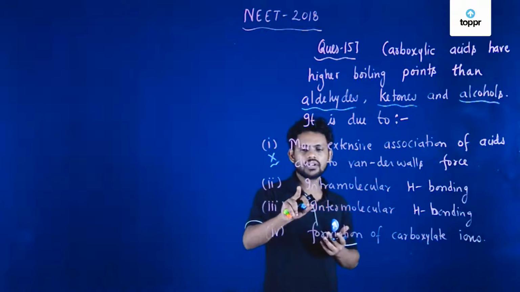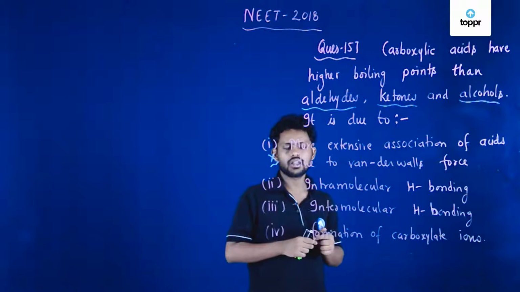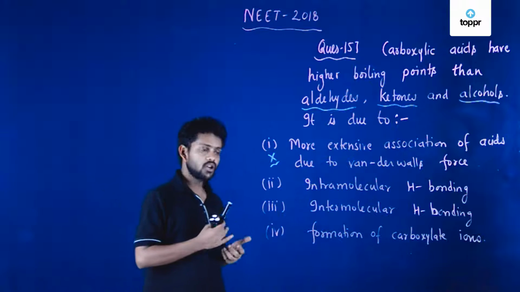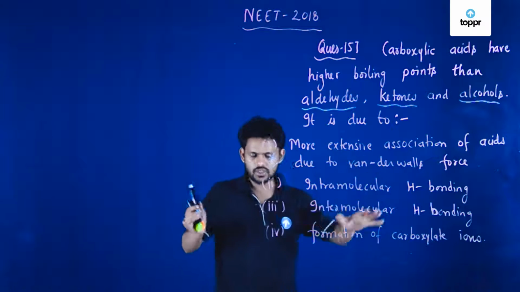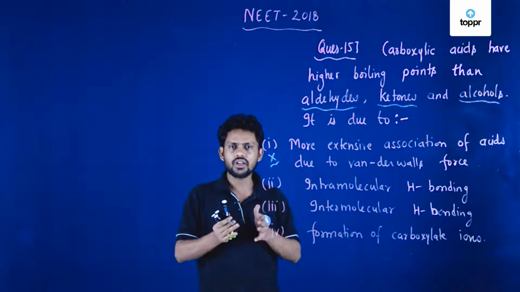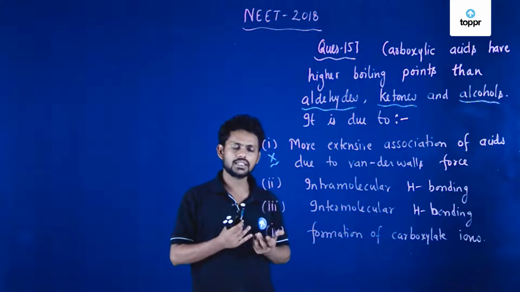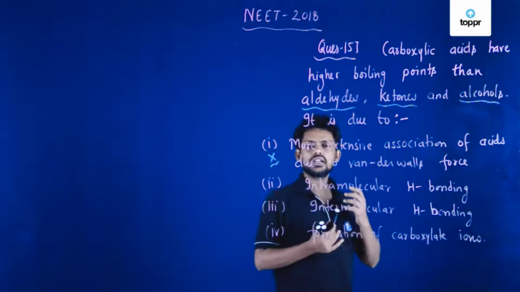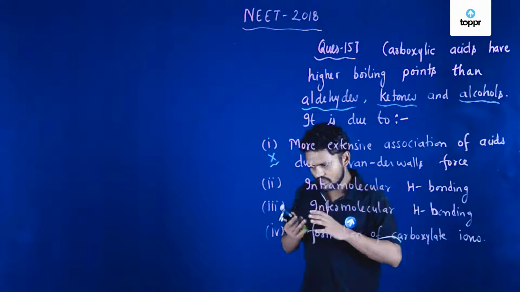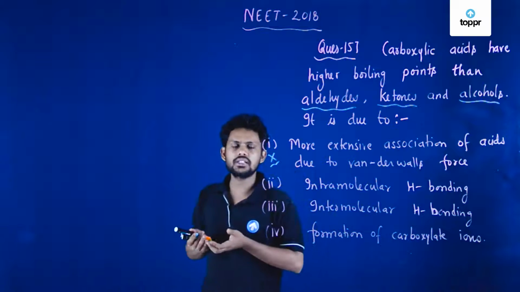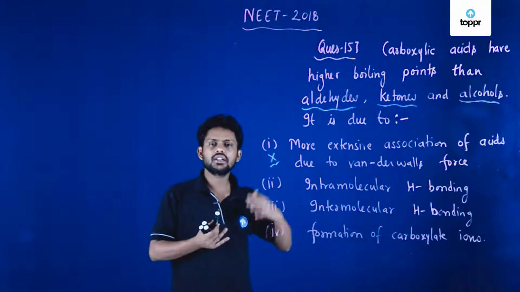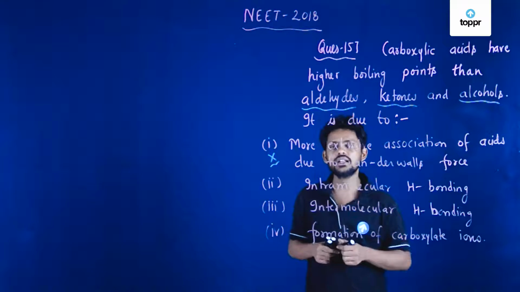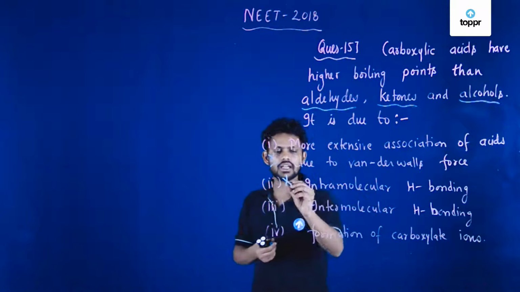Now the second option is intramolecular hydrogen bonding. We know that carboxylic acid is capable of intramolecular hydrogen bonding, provided it has such a structure. But a normal carboxylic acid is not capable of intramolecular hydrogen bonding, and more or less intramolecular hydrogen bonding does not affect the boiling point, because the hydrogen bond is happening inside the molecule itself. Whether the molecule is in solution or in gas phase, it does not matter. Intramolecular hydrogen bonding will always work and it is not going to affect boiling point. So this option is also incorrect.